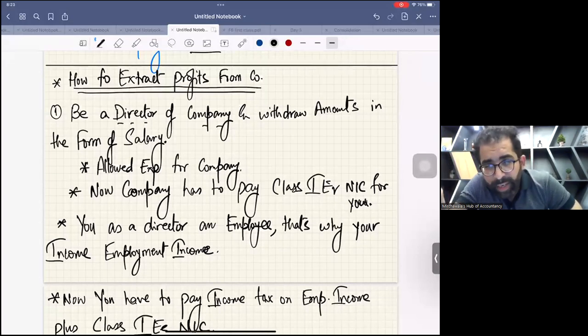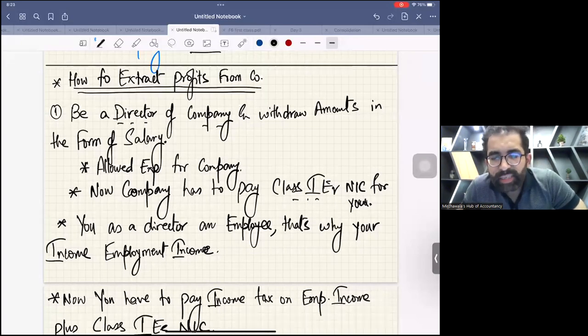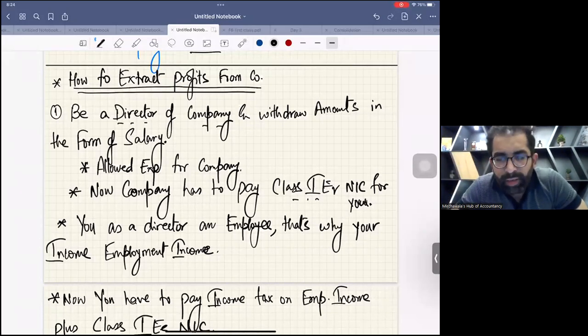Number two, when a company hires employees, the company has to pay class one employer NIC. So now the company has to pay class one employer NIC for you. But yes, one more thing: this class one employer NIC is also an allowed expense for the company. So two things for companies, my dear students. Number one, the company will give salary to this director, and this salary is an allowed expense for the company. And now the company has to pay class one employer NIC for this employee, and this class one employer NIC is also an allowed expense. Hope you remember, the burden of class one employer NIC is borne by the employer, and it is an allowed expense from the trading income P&L of the employer.